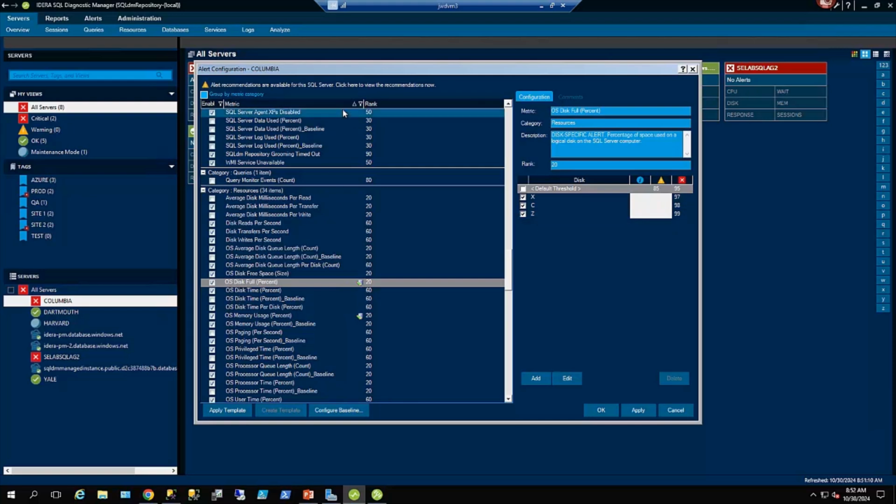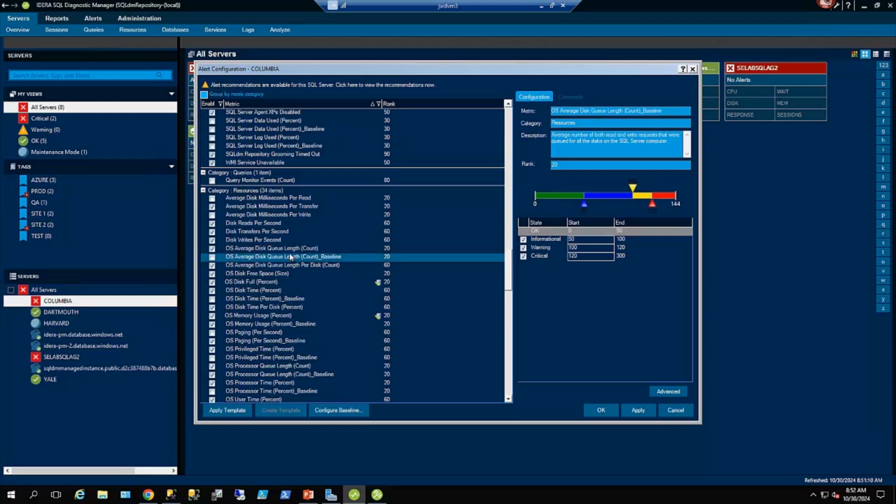Another thing I want to highlight is when you're looking at these metrics, one of the things you'll notice is some of the metrics seem to repeat themselves. So here's OS average disk queue length by count, and then there's the same metric underneath it, but it says underscore baseline. What I want to highlight here is these two metrics do monitor the same thing, but the top metric has a static value that's hard-coded. It doesn't change during the monitoring period. It doesn't change based on the day of the week or hour of the day. The metric underneath it, however, is a dynamic metric, and it will adjust. Its thresholds will adjust based on what's normal on your SQL instance.